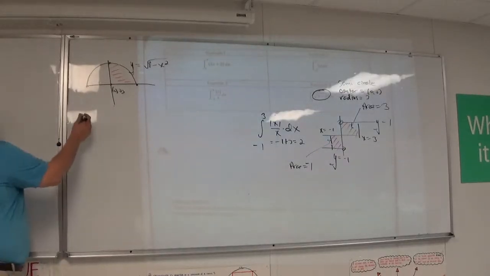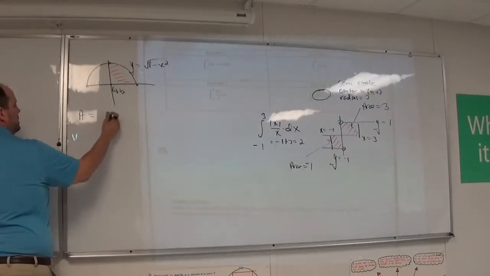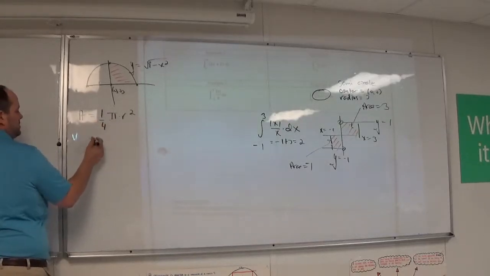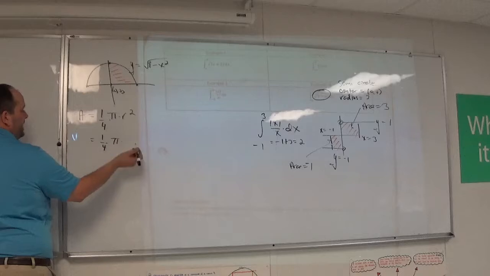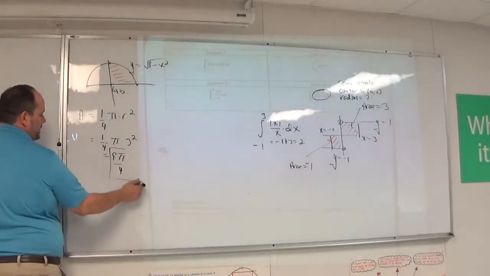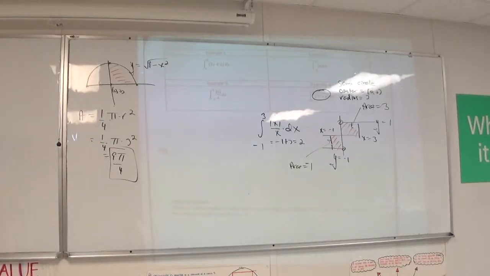One quarter pi r squared. Area for a circle is normally pi times r squared. What we have is 1/4 of that. So we're going to have 1/4 times pi times my radius, which is 3. 3 squared, if all goes well, 9 pi over 4.